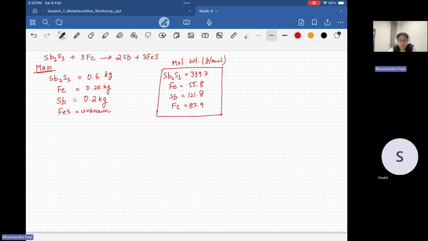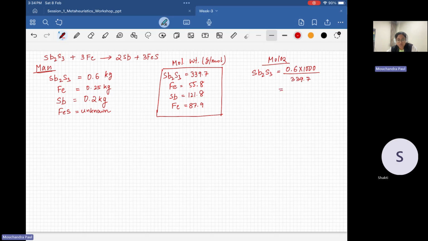So as I was saying, first we have to check the number of moles of the species that we are given and whether it matches the stoichiometrically relevant number of moles or not. We know the molecular weights, or we can determine them by a Google search, and these are the molecular weights of each species. From the molecular weights you first calculate the moles. For Sb2S3, the number of moles will be 0.6 kg, so 0.6 times 1000 divided by 339.7.